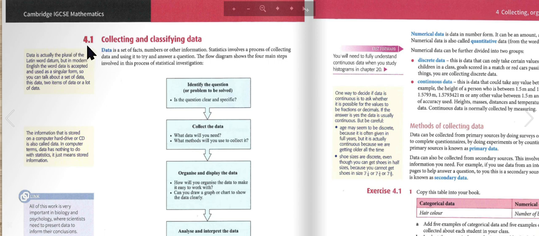1. Collecting and classifying data. Data is a set of facts, numbers, or other information. Statistics involves the process of collecting data and using it to try and answer a question. The flow diagram shows the 4 main steps involved in this process of statistical investigation.